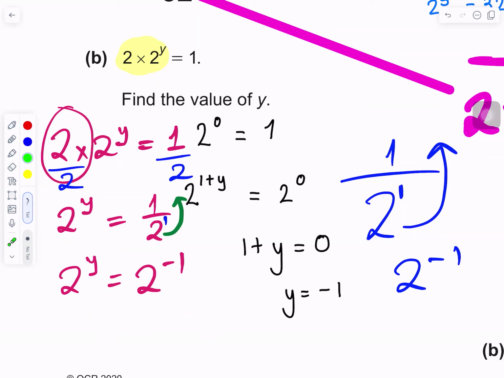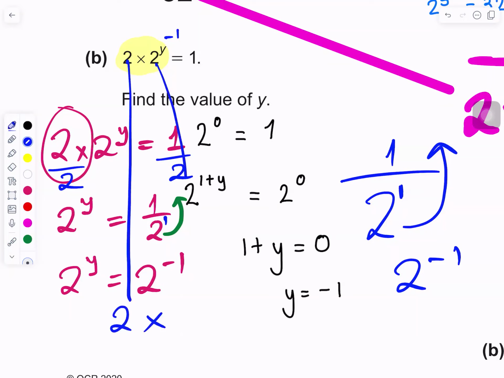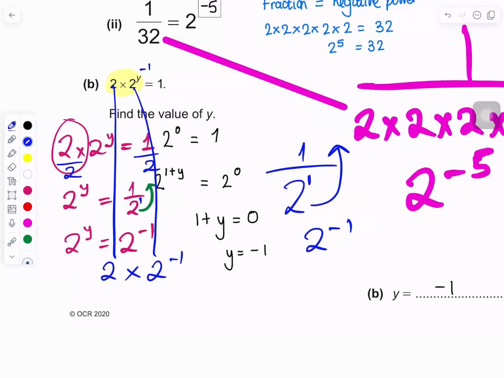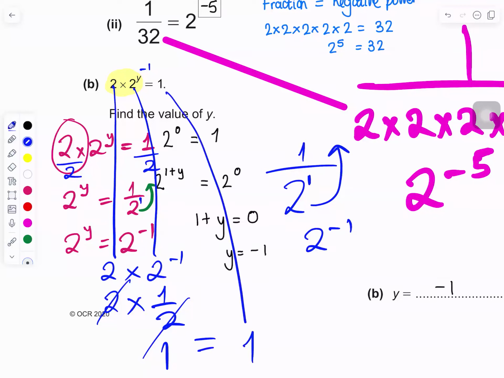So if y is minus 1, you can check if your answer is correct. It will be 2 times 2 to the minus 1. 2 to the minus 1 is a half. It's 2 times a half, and these two will cancel. It will be 1. So 1 is equal to 1. And that's how you check the answer.